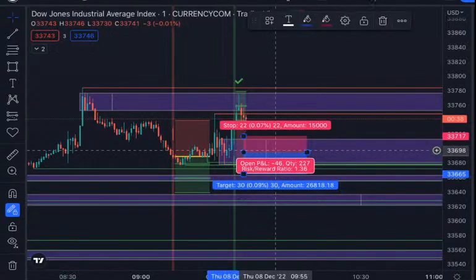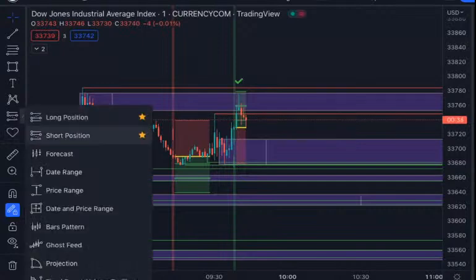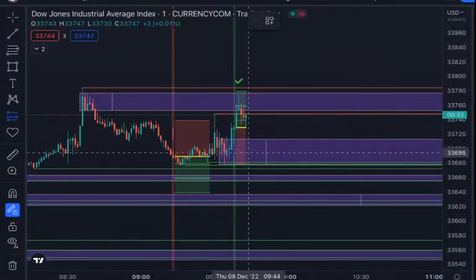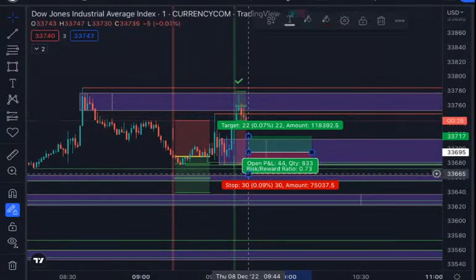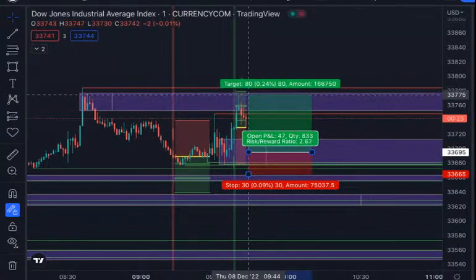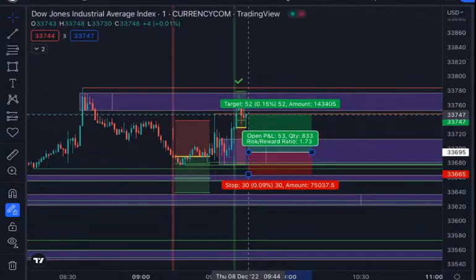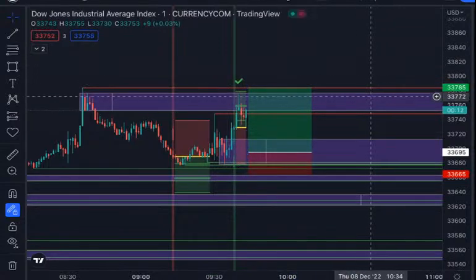Oh wait, I have the wrong position set up. It's going to be a long position. We want it to go up, boom, 30 point stop. We're gonna attack these highs over here. TP1, TP2. Let's say it's TP2 for 90 points. So you're talking about 3 to 1. If it comes down, that's 3 to 1.